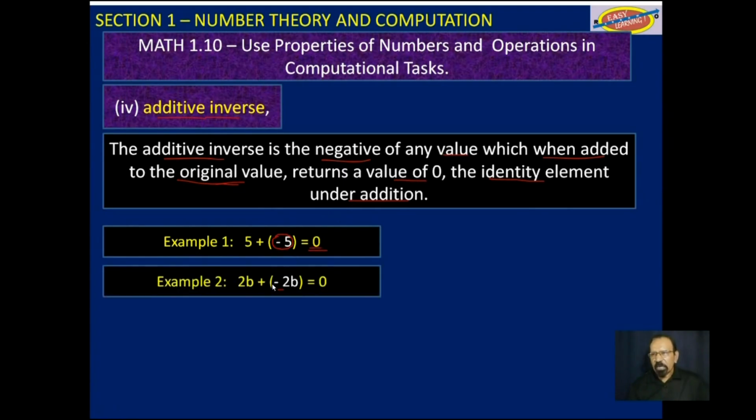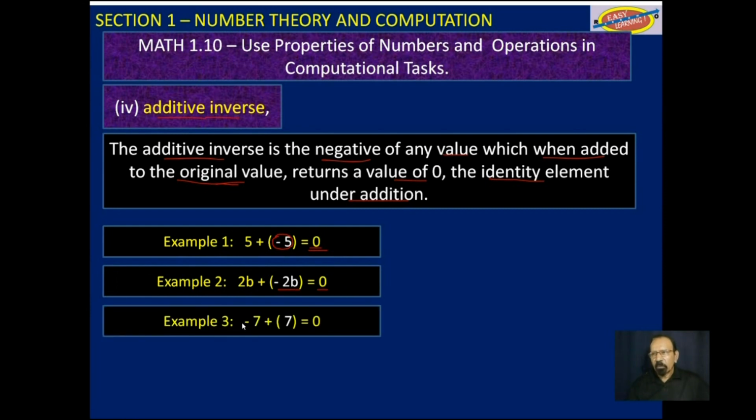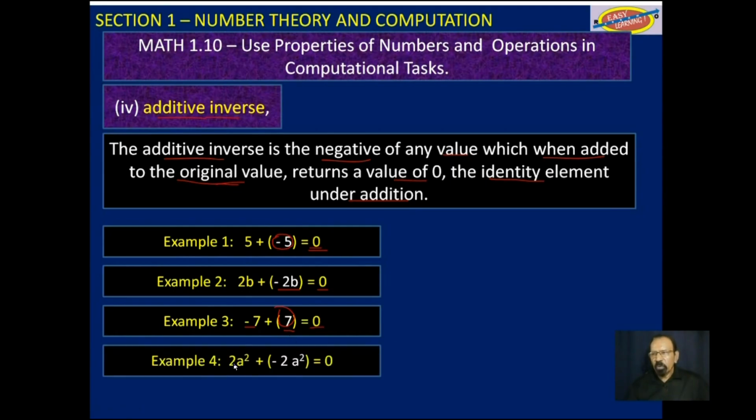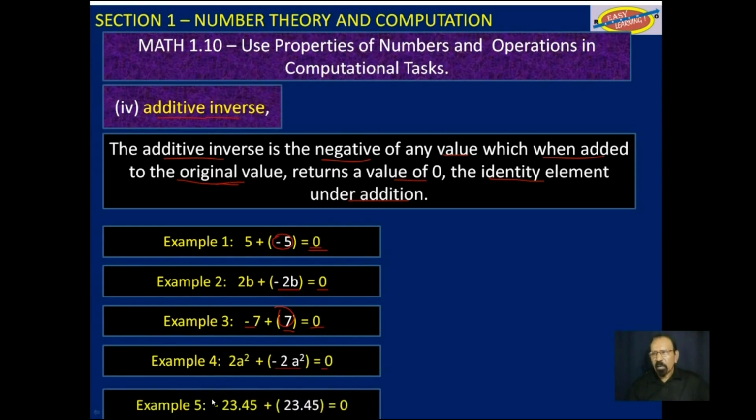2b plus negative 2b is equal to 0. Minus 7 plus 7. The negative of negative 7 is, of course, plus 7. And that would give you 0. 2a squared plus negative 2a squared would give you 0. And negative 23.45 plus positive 23.45 is equal to 0.